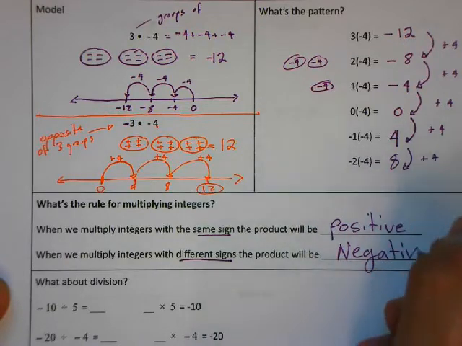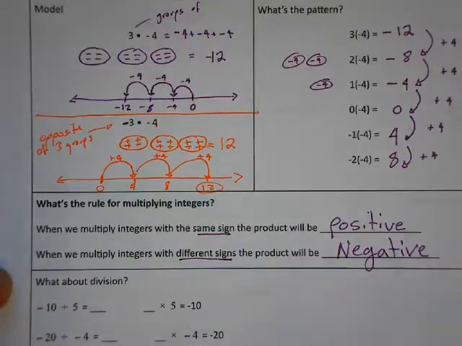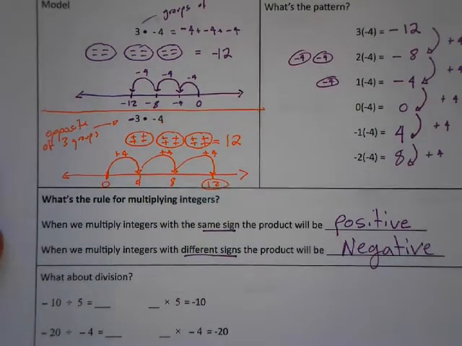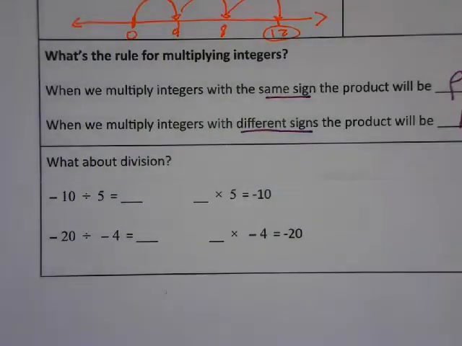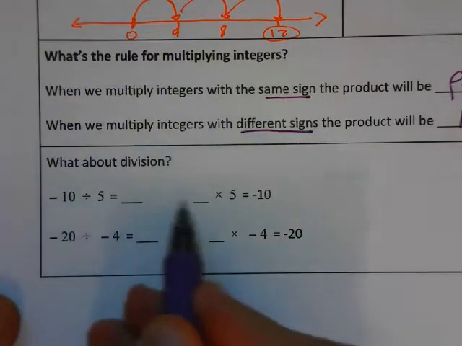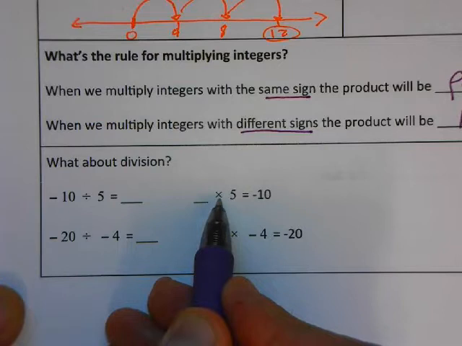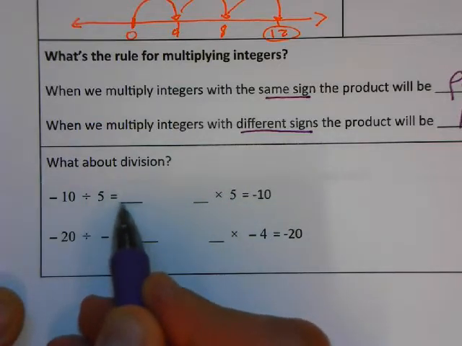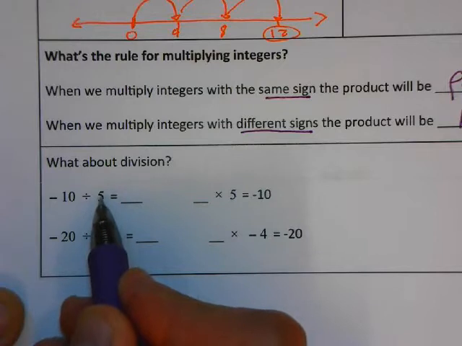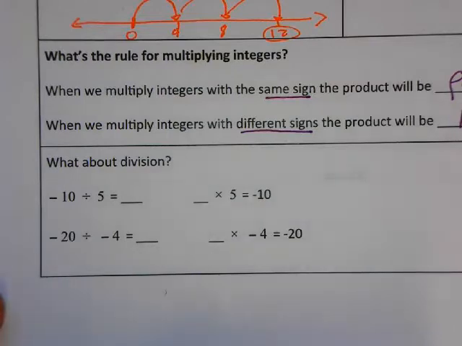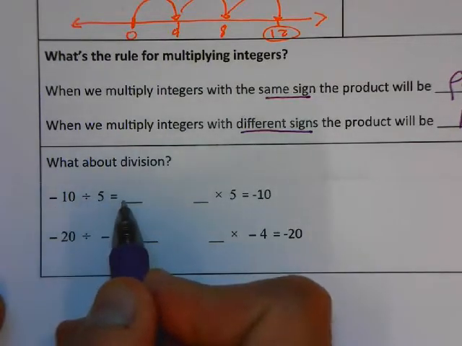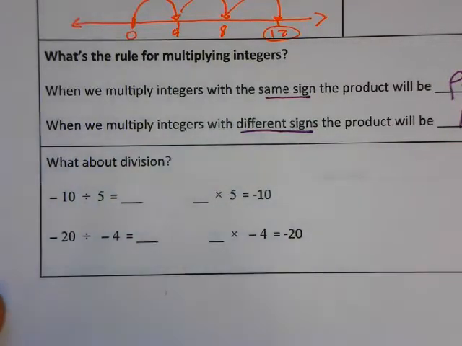Now, if you're like me, you're probably thinking, hey, what about division? This is multiplying and dividing integers. I'm so glad you're thinking that. Let's think about it a little deeper. Well, if we're trying to divide, it's helpful to think about division as related to multiplication. We can always check whatever our answer is to a division problem by multiplying by the divisor, and we should get back to the dividend. So for example, whatever this quotient is, if we multiply it by 5, we should get back to negative 10.